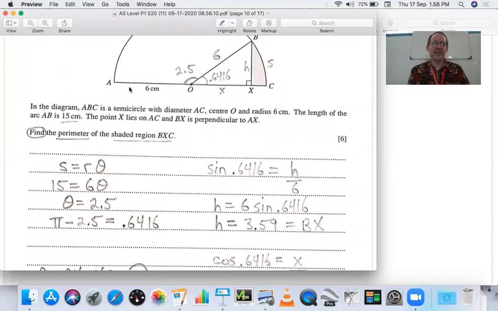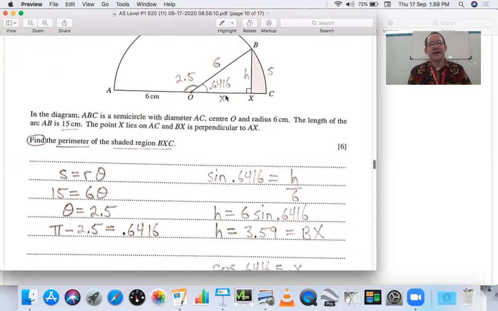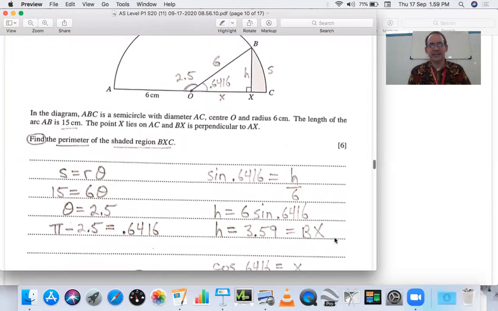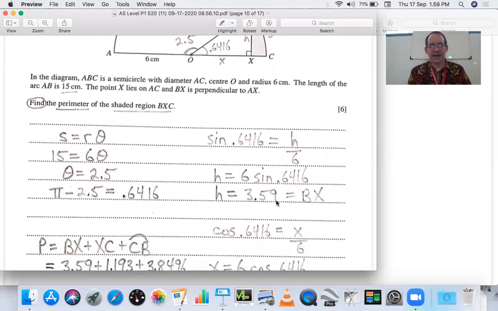Then to get this in here, you've got a straight line. So supplementary angles, your straight line in radians is pi. So pi minus 2.5 gives 0.6416. Then you can now solve for both the height, the opposite side, and the adjacent side of this right triangle. So sine of 0.6416 is opposite over hypotenuse. Solve for the height. The height happens to be BX, and you get 3.59.